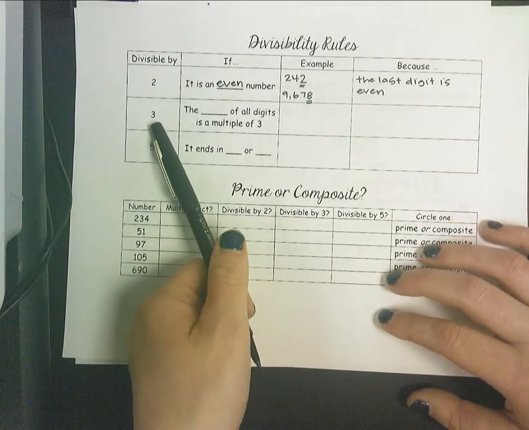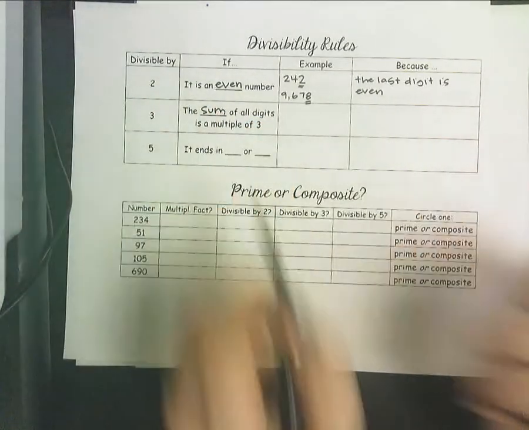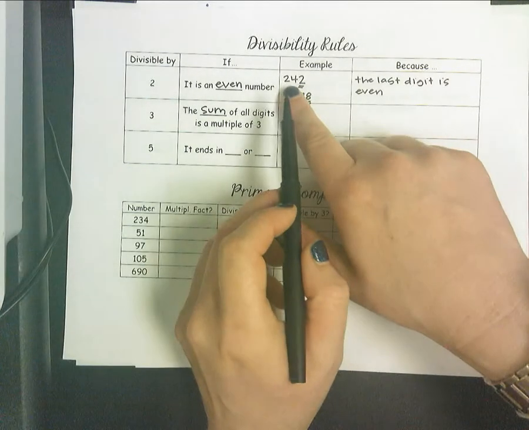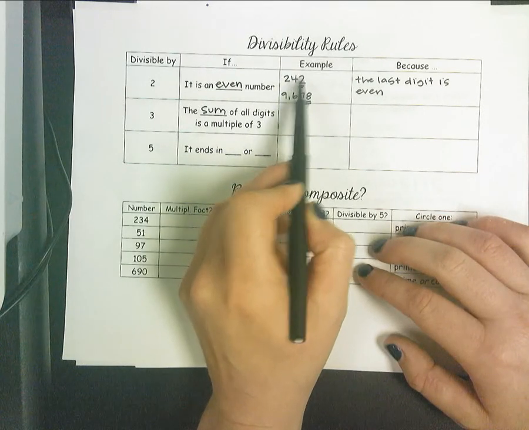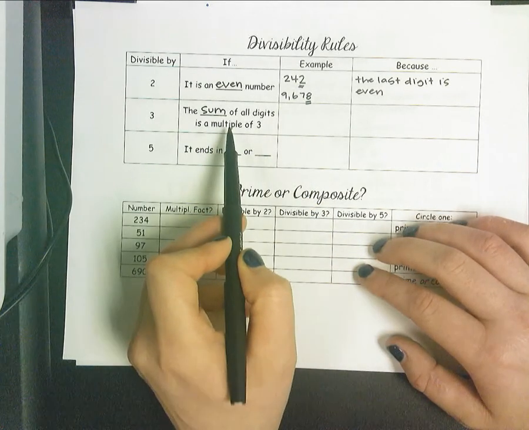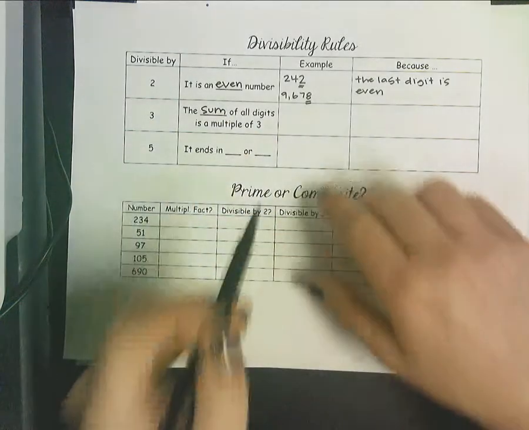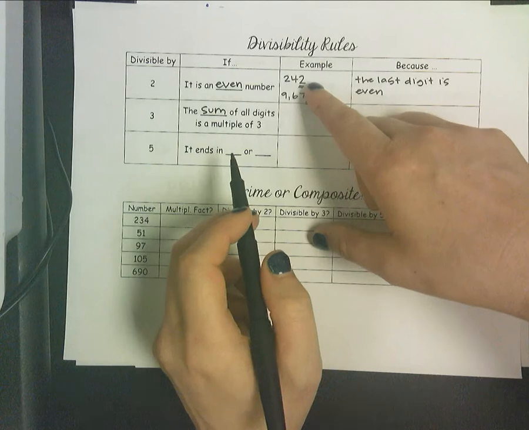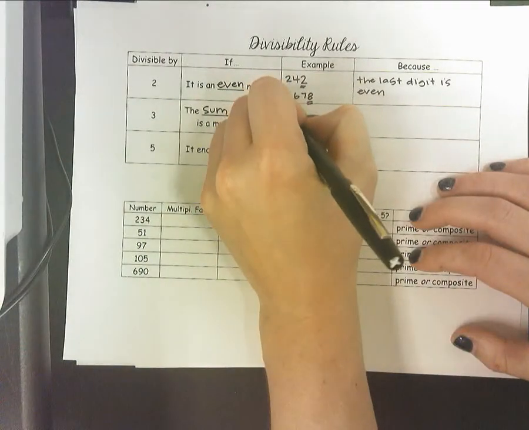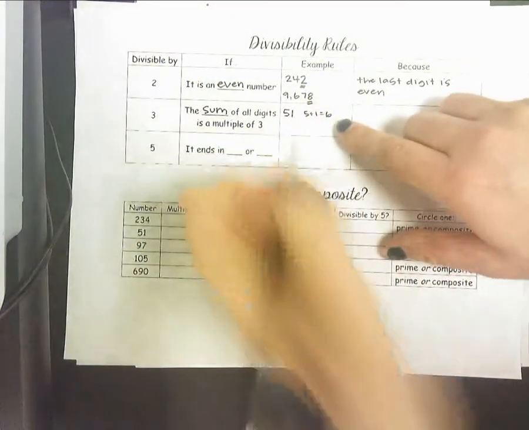Now, there's also a trick to figure out if a number is divisible by 3. If the sum of all the digits is a multiple of 3, that means if you add up all the digits. So for example, this number, 242, 2 plus 4 plus 2. 2 plus 4 is 6, plus 2 more is 8. 8 is not a multiple of 3 because the multiples of 3 are skip counting, like 3, 6, 9, 12, 15. So 242 is not divisible by 3 because when you add them up, it doesn't equal a multiple of 3. This number 51 is, because 5 plus 1 equals 6, and 6 is a multiple of 3.